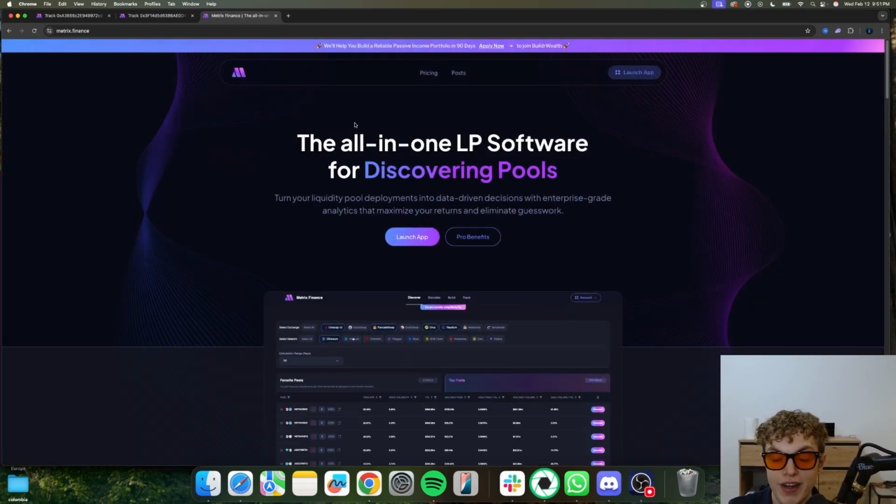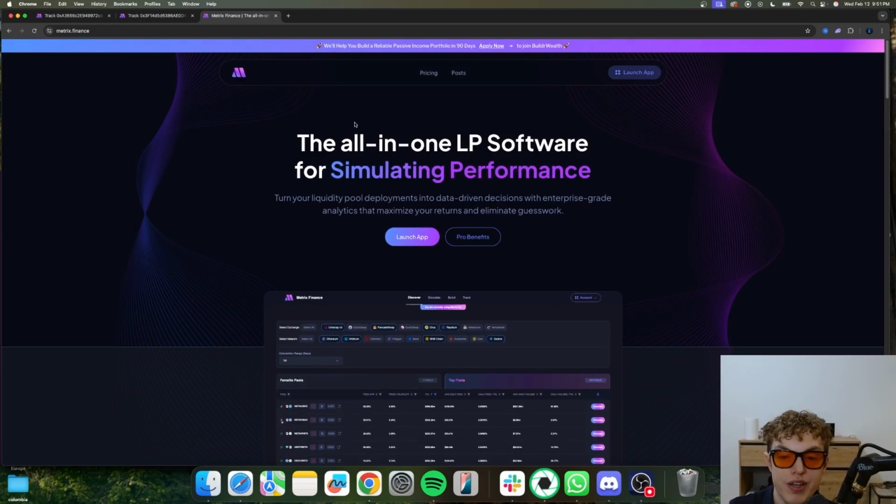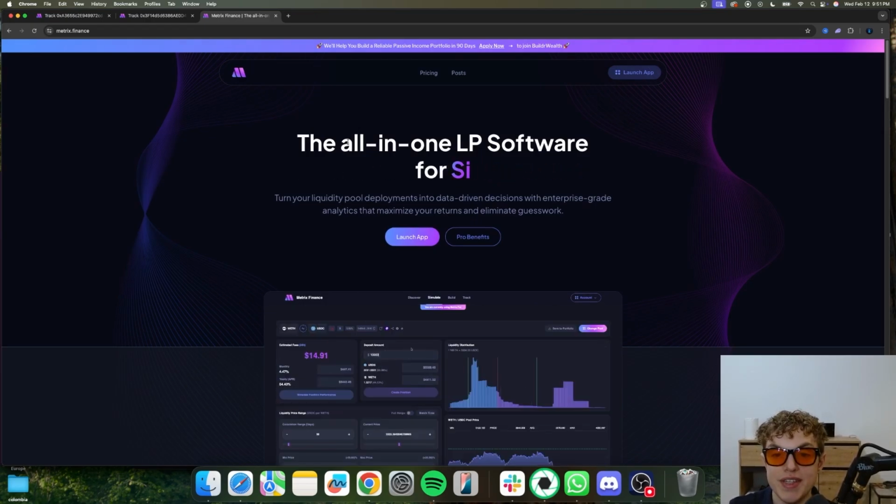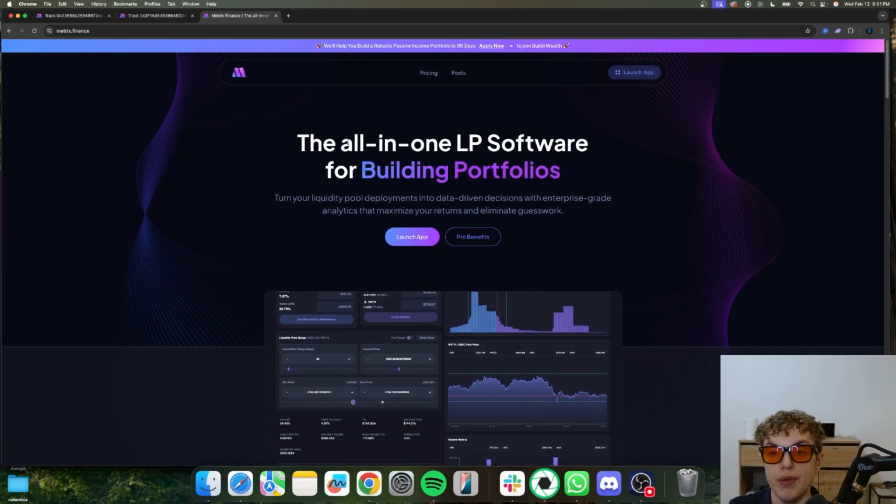So that's where Metrics Finance comes into play. It's the best software for finding these liquidity provision opportunities, also simulating your returns to see the type of income you could be making, and then third, building out your portfolio.